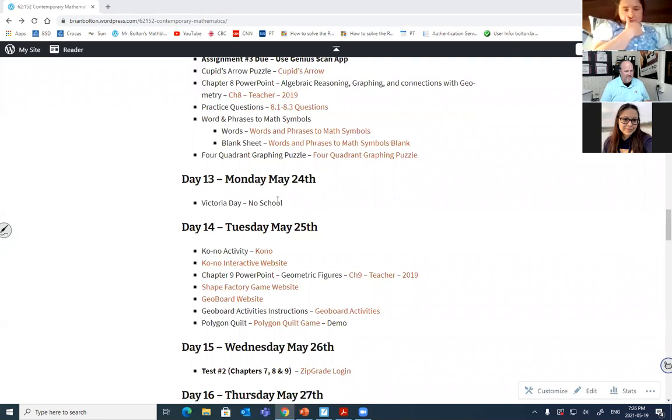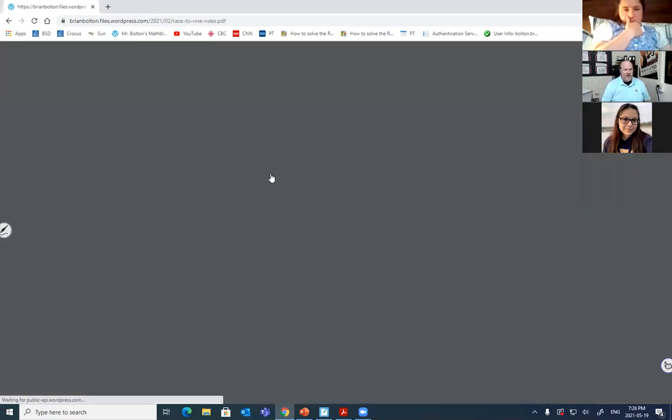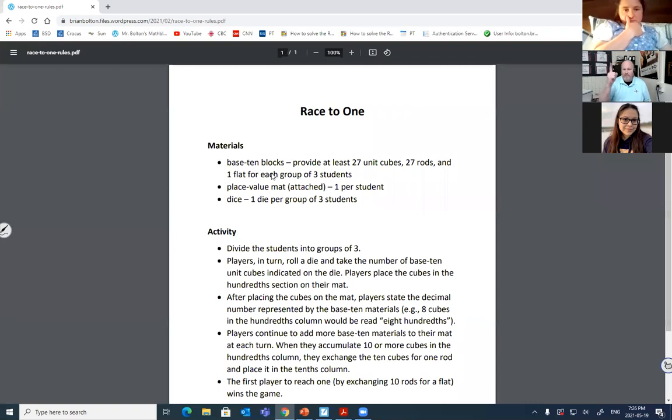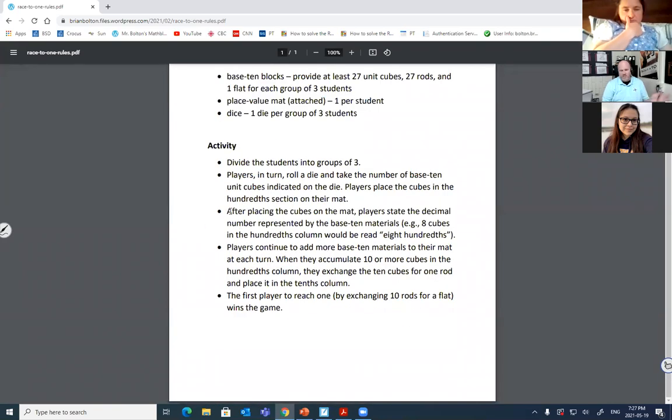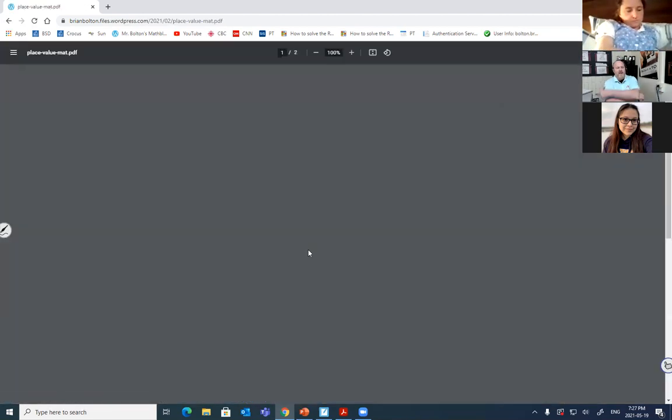Where the heck is it? Sorry, Race to 1. It's a really, really fun game. If you ever have this in class, what you're trying to get to is 1. To do that, you're using the flats, the rods or strips, and the cubes. So you would divide the group into 3. You could do it in 2, you could do it in 4, doesn't matter. And then you would use this place value mat, this one right here.